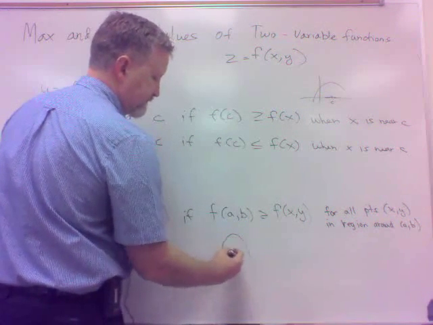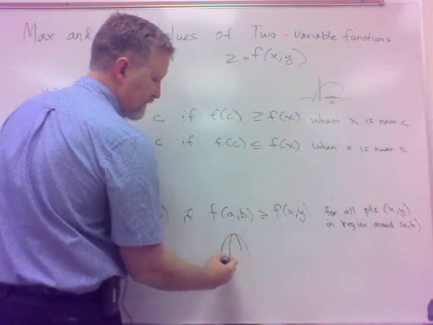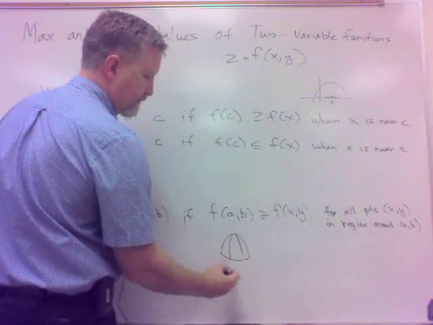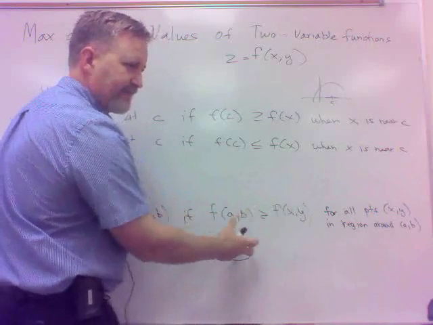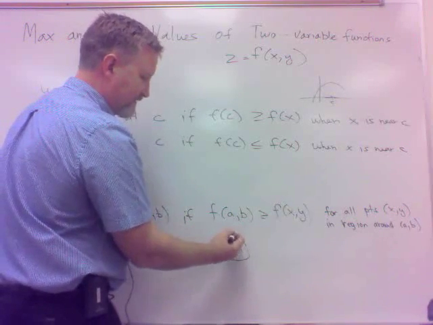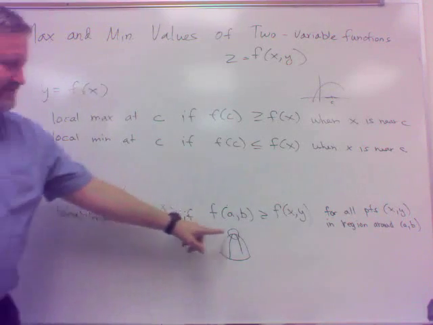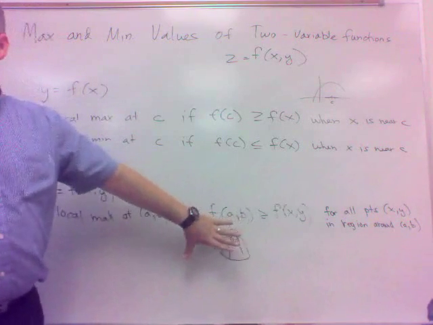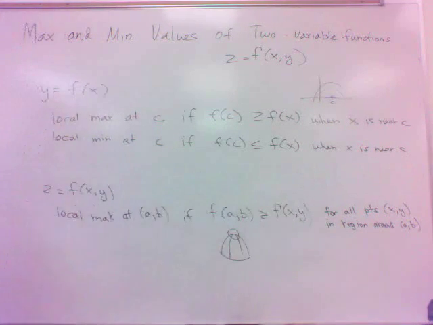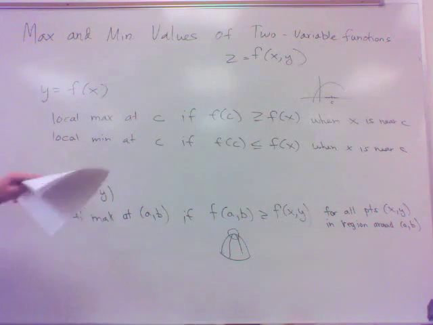So here's your surface, let's say. You have to look at points all around it. So it's kind of a blob around it, as long as that particular function value is bigger than all the function values around it. So you're looking more in three dimensions in that particular case. And the local min is very much analogous, less than or equal to in that case.